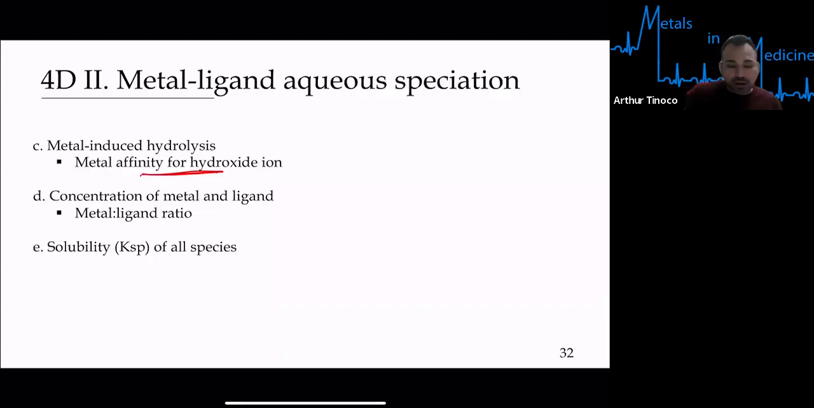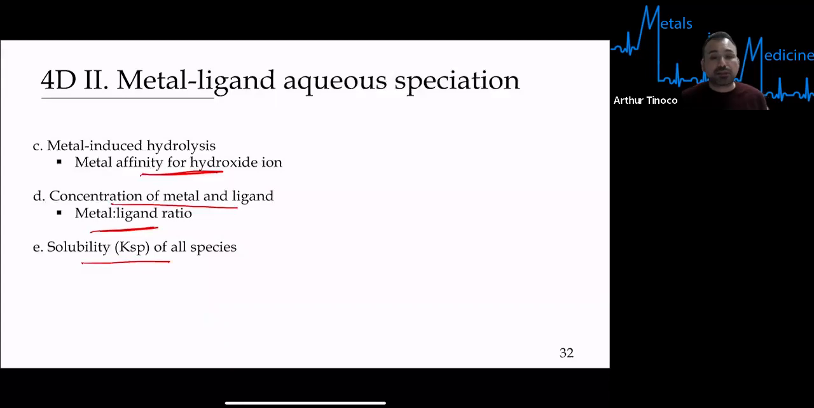Another really important one are the concentrations of the metal and the ligand, because a lot of what drives the formation constants, so what drives the formation of the product, is the amount of the metal and ligand that you have. And coupled with that is the ratio of how many ligands to metals are needed in order to satisfy the coordination of the metal. So that's going to be very important. In addition, the solubility product of all the species, so how soluble these species are in solution, are going to be things that affect the overall speciation profile.